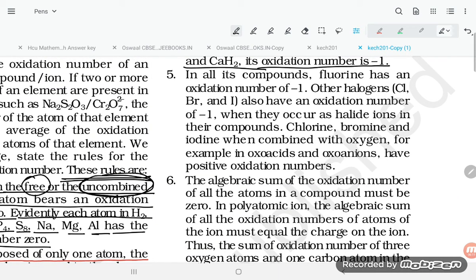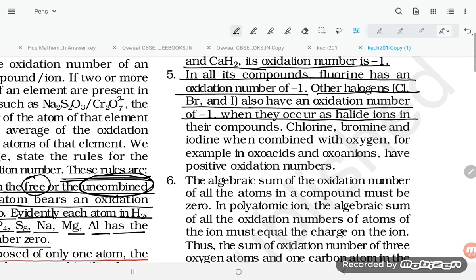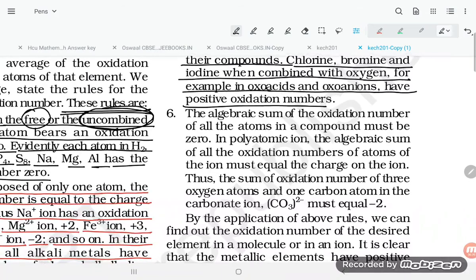So in metal hydride, the oxidation number of hydrogen is -1. In all its compounds, fluorine has oxidation number -1. Other halogens, bromine, iodine, chlorine also have oxidation number -1 when they occur as a halide ion in their compounds. Chlorine, bromine, iodine, when combined with oxygen, for example in oxoacids and oxoanions, have positive oxidation states.